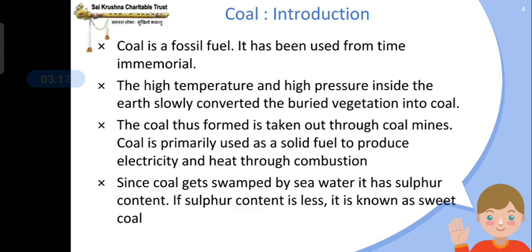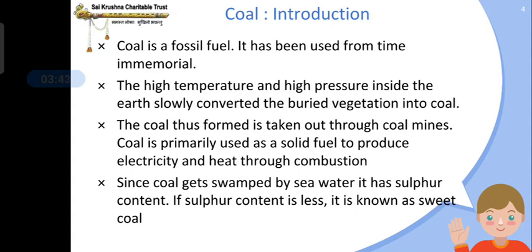Okay, so what happens when all the plants and trees are cut and buried under the soil? What happens? Because of the high temperature and pressure inside the earth, this buried vegetation is converted into coal. Okay, it will not happen in 1 or 2 years. It happens over millions of years. Therefore, we have to use it in a limited way.